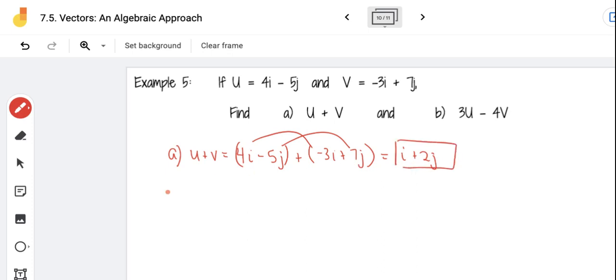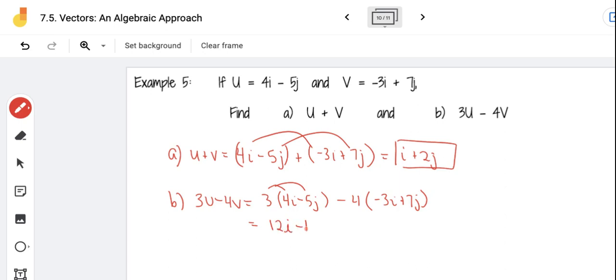So nothing tricky there. And then the other one, 3u minus 4v means take the u vector and multiply it by 3, the scalar, and subtract 4 times the vector v. So the only difference, again, from what we did previously is these are in algebraic form, not component form. So I'll distribute my scalar out. So 12i minus 15j minus, it's going to be plus 12i minus 28j. And then we combine our horizontal components, which is 24i, and our vertical components, negative 15 and negative 28 is negative 43j.